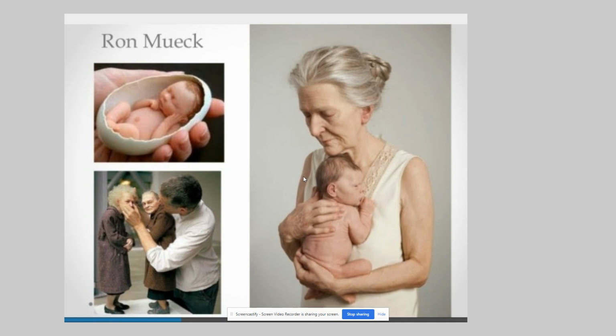Ron Mueck is an Australian artist. Here he is. And he makes these hyper-realistic, as we call it in art, art pieces. So they look real, like actual people, but then you can see the scale here is very, very small. So the fragmented part is that we are expecting it to be human and lifelike, but it's really tiny.